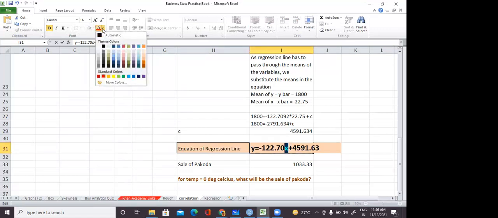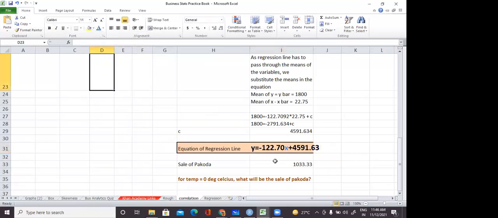Okay, red x somehow gives the feeling of being wrong or something. Yeah. So in place of x, you can put in the temperature value. It will give you the sale of pakoda value, the predicted sale of pakoda value. Yeah, the prediction is never perfect, but still it is much better than saying anything can happen.